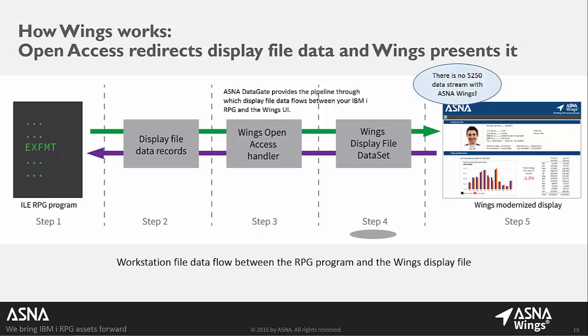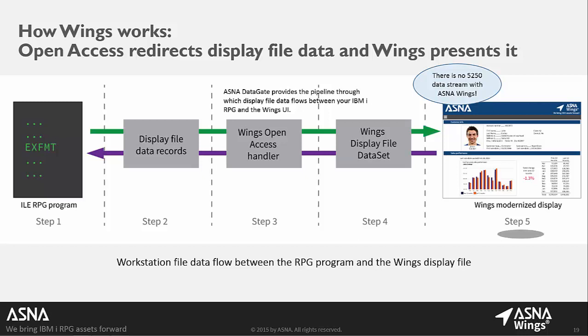The Wings Open Access handler then emits a Wings display file data set. This is the display file's field and indicator values. This data is addressable by field name for later customization purposes. There is no traditional 5250 data stream with ASNA Wings. The Wings display file data set is then passed on to the Wings UI.